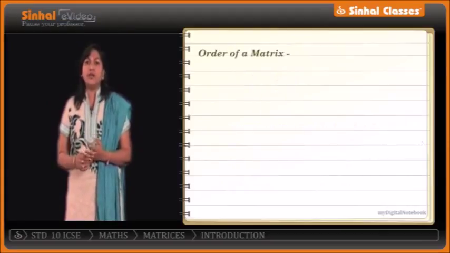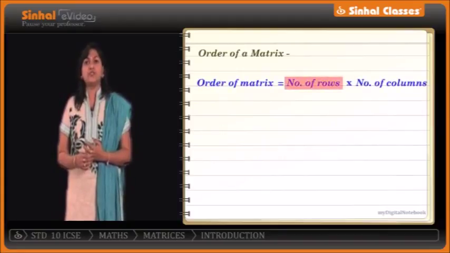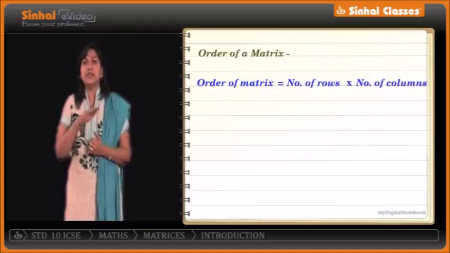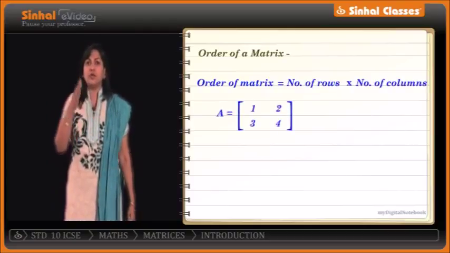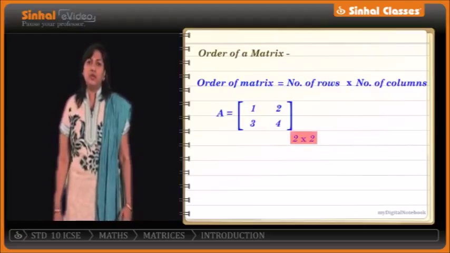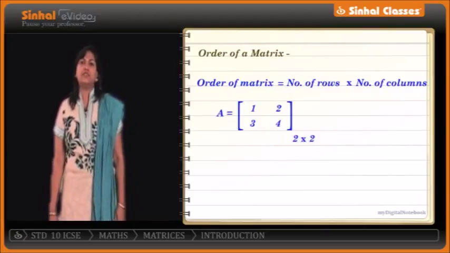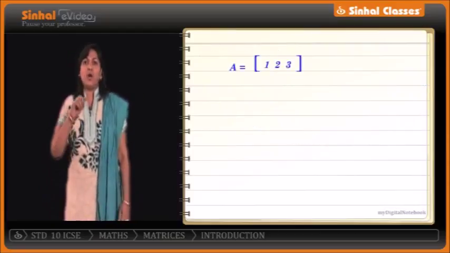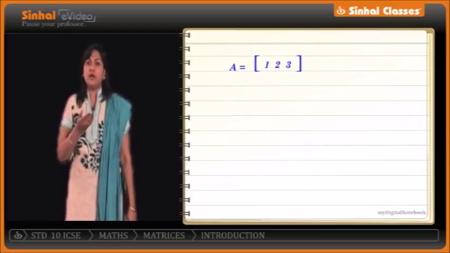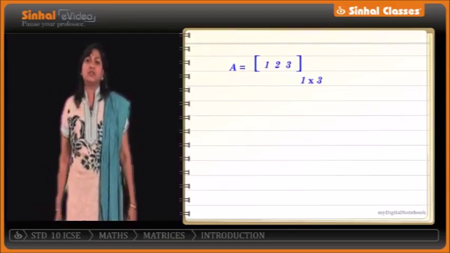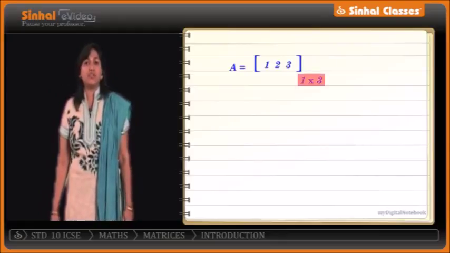Now, what is order of a matrix? It is defined as number of rows into number of columns. In the above example, there are 2 rows and 2 columns, so the order is 2 into 2. Let's take some more examples for order of a matrix. Now we take A as 1, 2, 3. Now the order over here will be 1 row and 3 columns. So the order is 1 by 3.